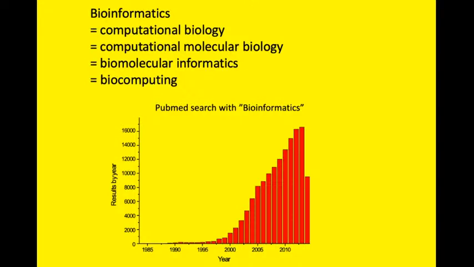So in PubMed, bioinformatics, as it has been done in 2003. Since then, if you search for bioinformatics in PubMed, the number of publications related to bioinformatics has extensively increased on this upward scale. So this is computational biology, computational molecular biology, biomolecular informatics, and biocomputing.